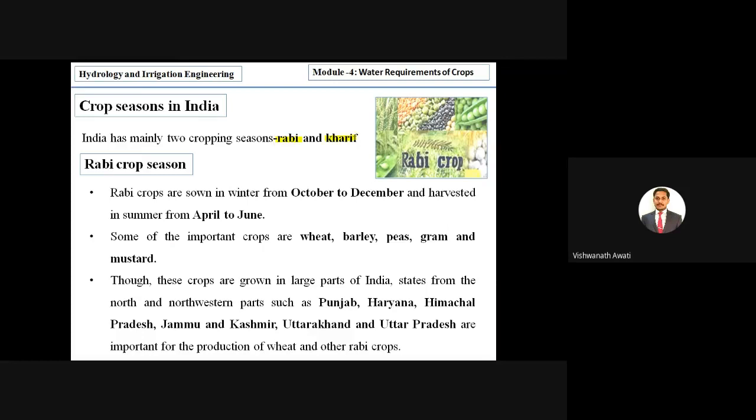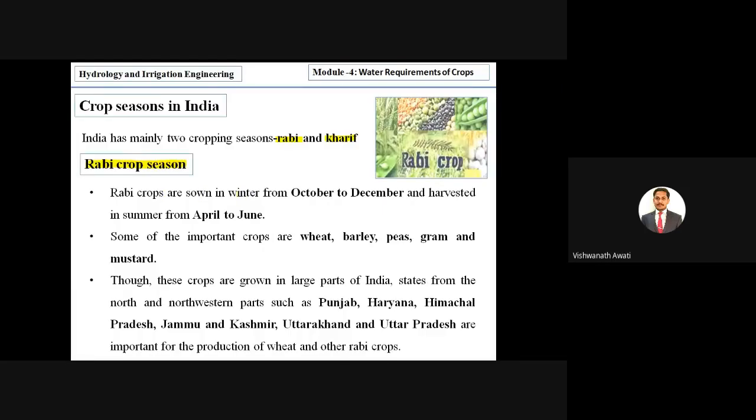Based on some other literature, they give one more season, but mainly it is the Rabi season and Kharif season. So first we'll see when exactly the Rabi season starts, what the time period is, what kind of crops we are growing, and mainly where it is located in India. Okay. So Rabi crops are sown in winter, so it is also a winter crop season. It is called winter season crops, from October to December.